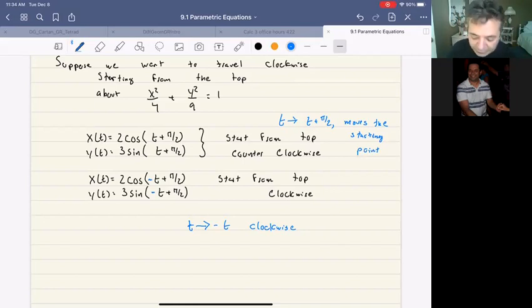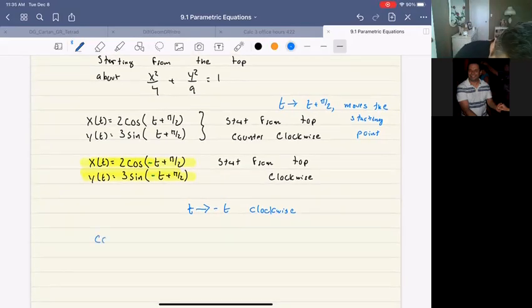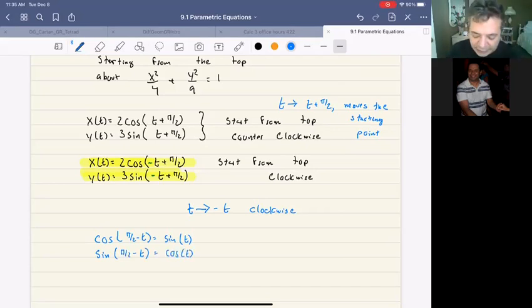Now, this is a perfectly acceptable final answer for me, but you may see some other answers, so I'm going to try to explain why that happens. One of the things to note is that cosine of pi over 2 minus t is actually equal to sine of t. Sine of pi over 2 minus t equals cosine of t. You can see that just from looking at a triangle.